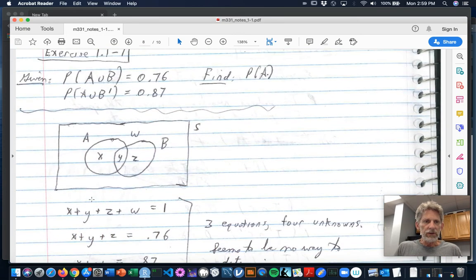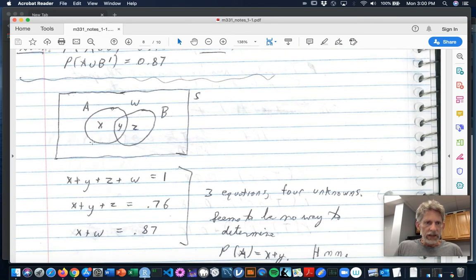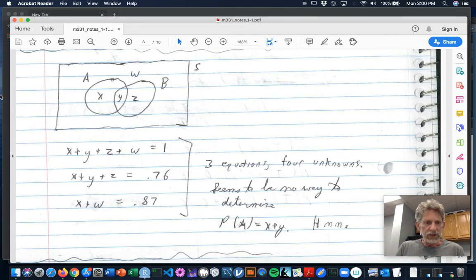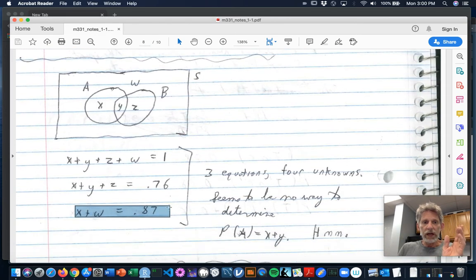And they also tell you that A union B prime is 0.87. Well, A union B prime would be X plus Y plus W. Yes, there is a way to get this. I was saying there's no way to determine because I had this written wrong. This third thing here should be written as X plus Y plus W, right? Everything that's in A or not in B would be X plus Y plus W.